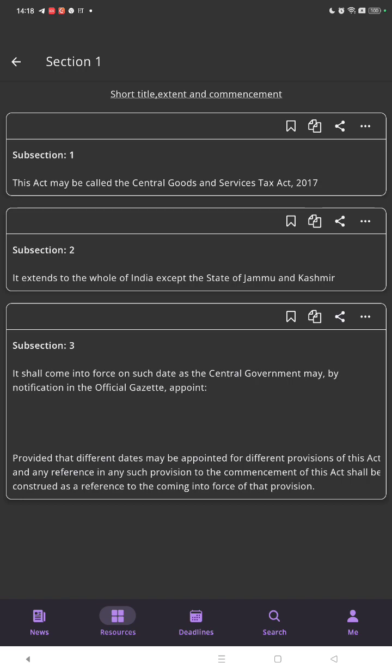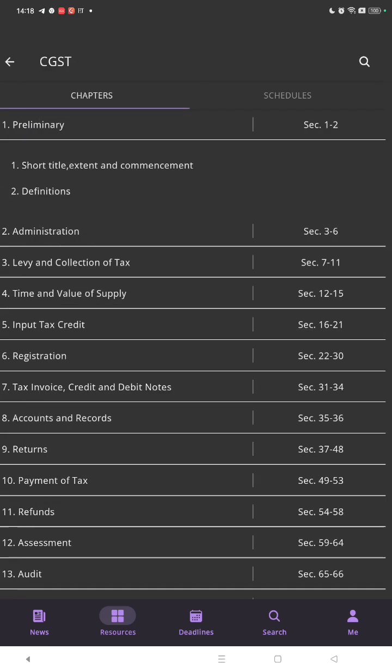provided that different dates may be appointed for different provisions of this Act, and any reference in any such provision to the commencement of this Act shall be considered as a reference to the coming into force of that provision. So, this is the short title and extent.